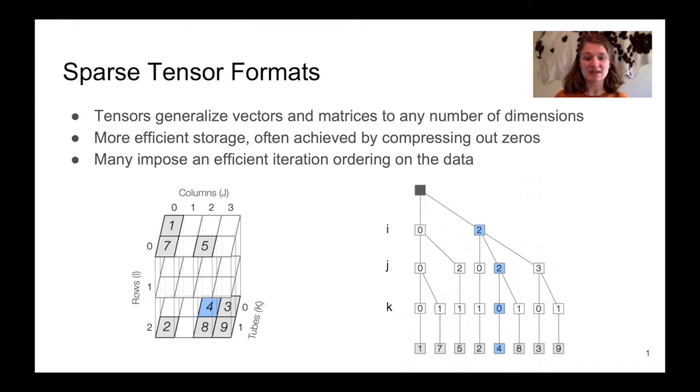Each leaf represents a non-zero, and the interior nodes represent the ith, jth, and kth coordinates. The hierarchical nature of the tree imposes an ordering on the data. Iterating over the coordinates of this tree is done naturally in IJK order.